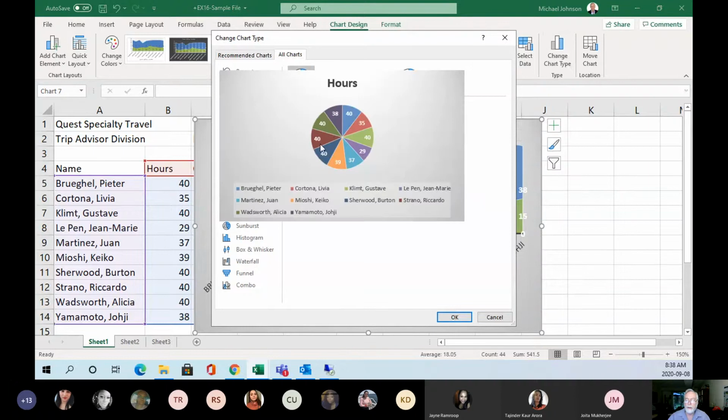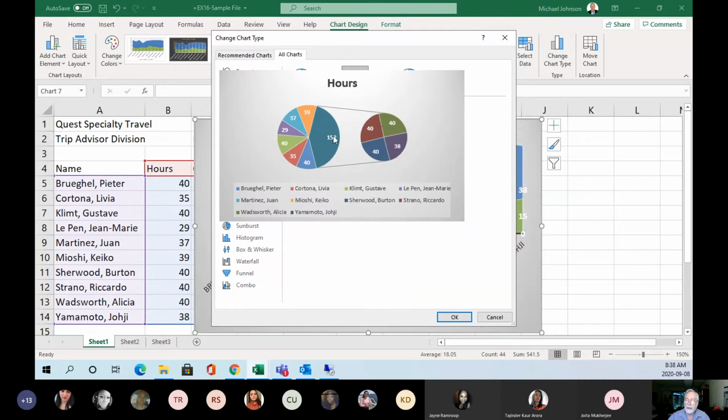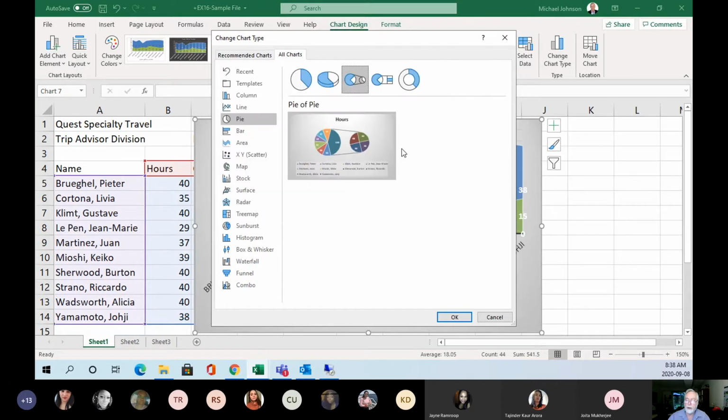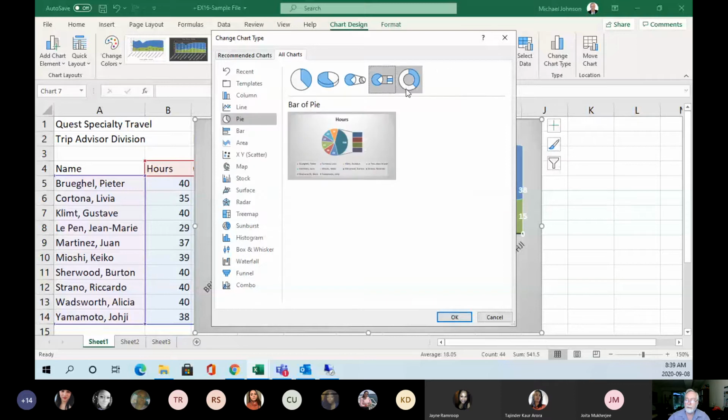Maybe I want to use a pie chart. Well, I can use that as well. So there's my pie chart. And maybe what I want to see is it look like this, which breaks it down by hours. So 40 hours, 40 hours, 40 hours, 38 hours. Or maybe I want to break it down this way. And again, I can see the numbers on the side, or a donut chart.